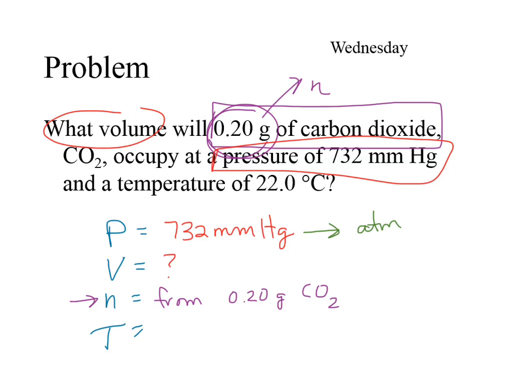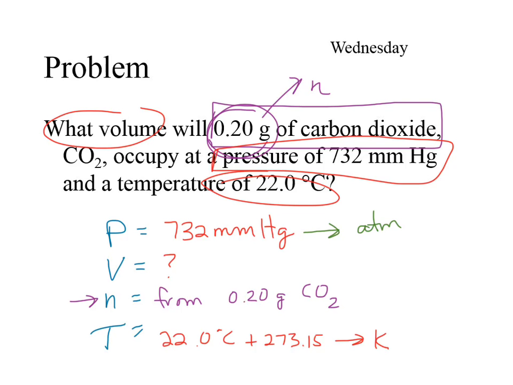I really am a firm believer in diagramming problems, pulling out information. The temperature is 22.0 degrees Celsius. We can't use that like that. We need to add 273.15 units to get it to Kelvin temperature. So that's kind of how we're going to knock this one out.